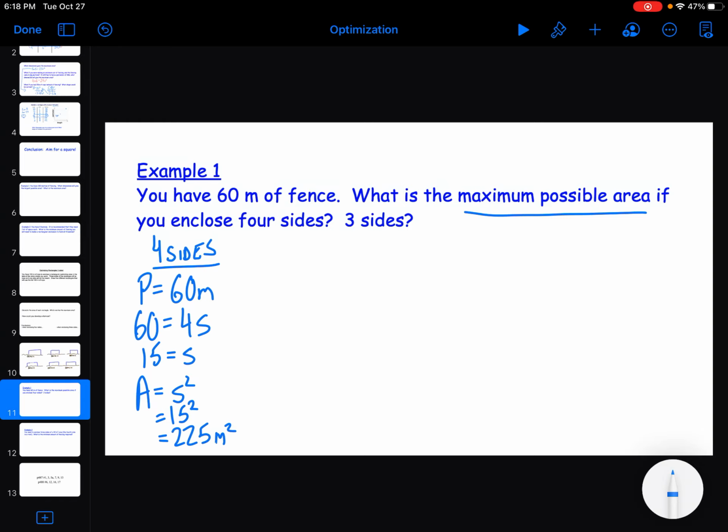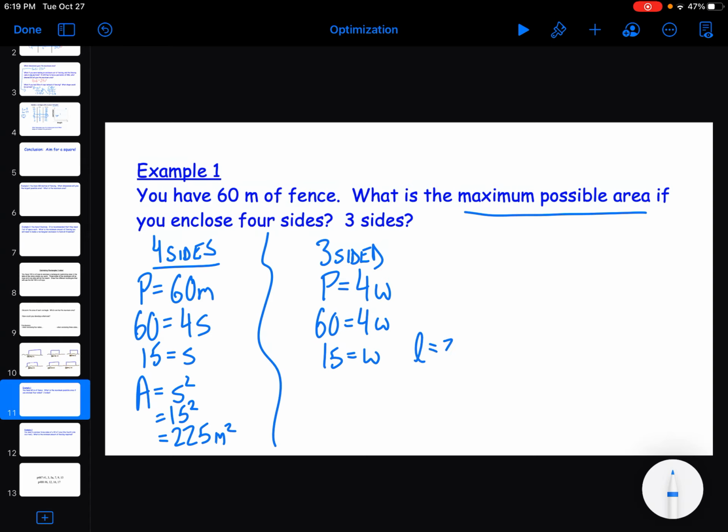Okay, well, there's the 4-sided shape. If I was doing 3-sided, it's a little bit different. We know that the perimeter is equal to 4 times the width. Not necessarily 4 times a side, because the 2 sides are different, but 4 times the width. So we know that the width is then going to be equal to 15, but the length is going to be 30, because the length is 2 times the width. Well, our area then is going to be equal to 15 times 30.